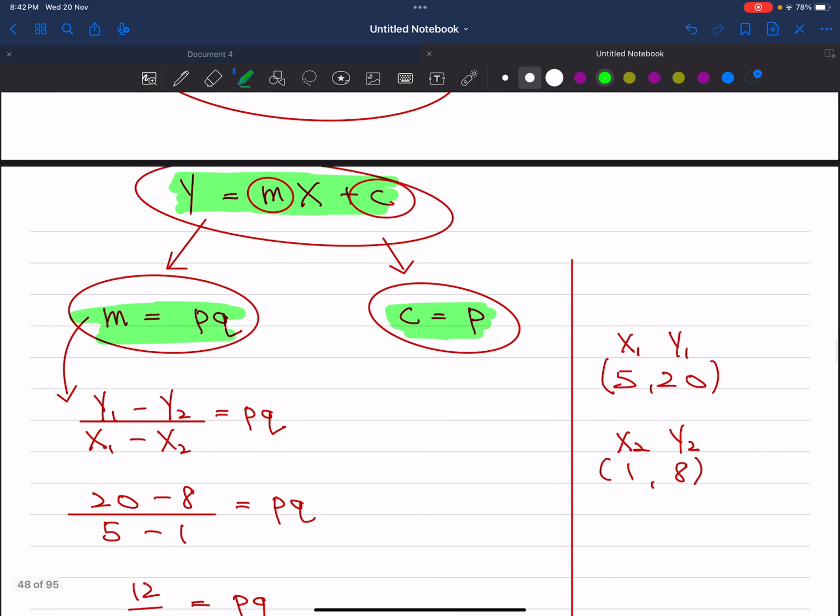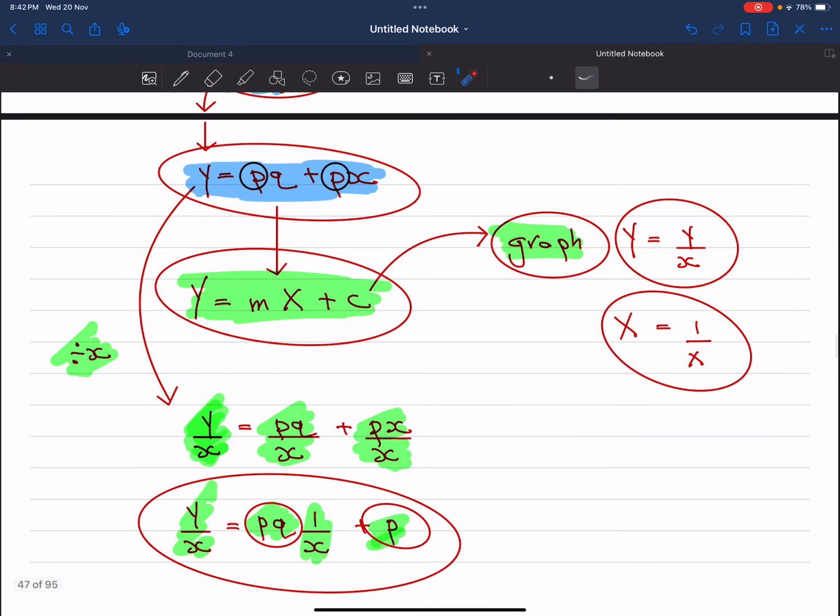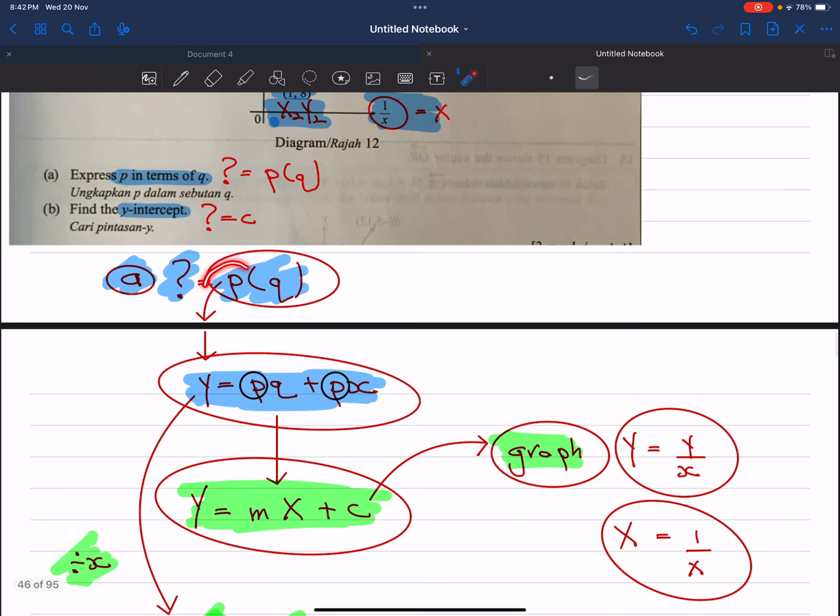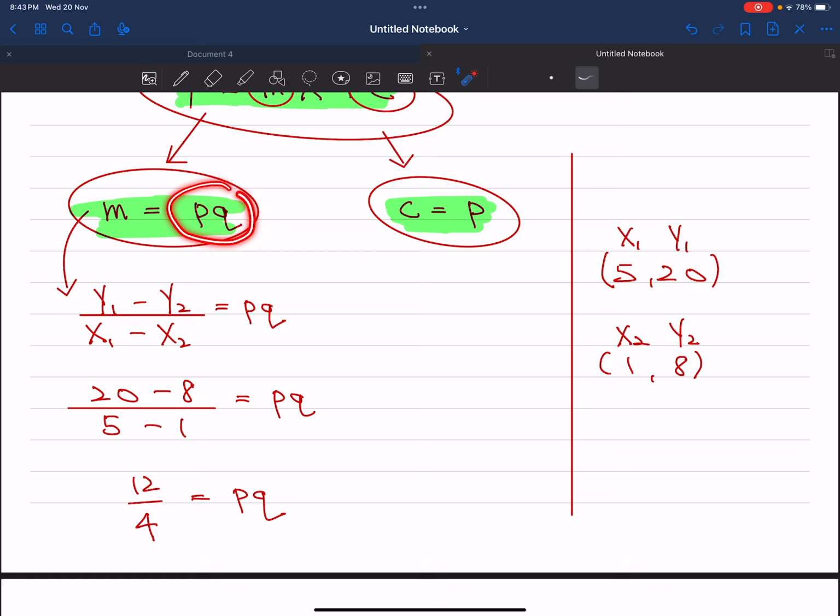So now, our question is to find p in terms of q. So next would be to find the gradient. So for the gradient, we use the formula, gradient equals Y1 minus Y2 over X1 minus X2. All are capital. And I've collected over here the X1, Y1, (5, 20), and X2, Y2, (1, 8).